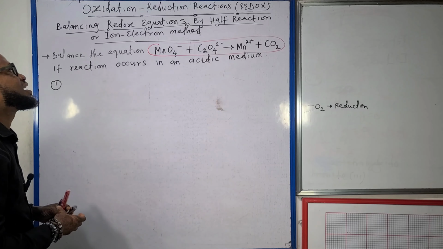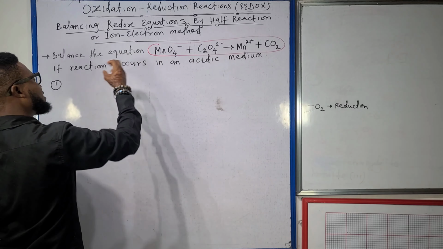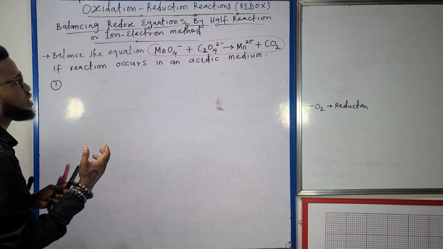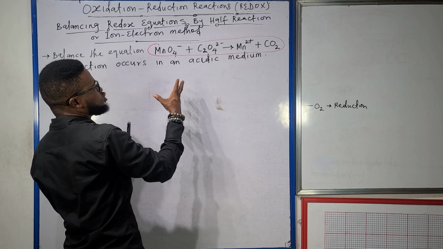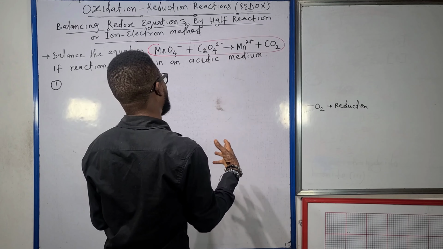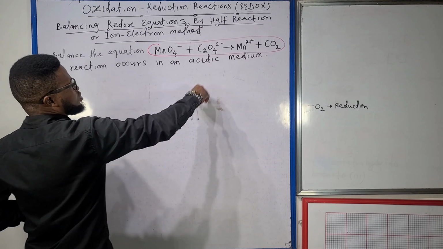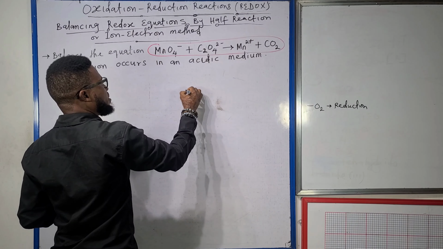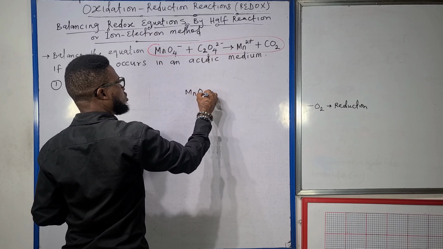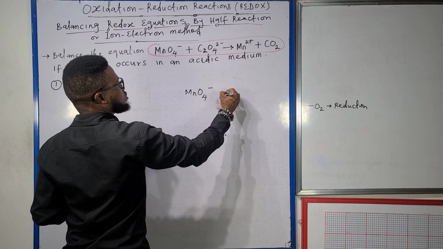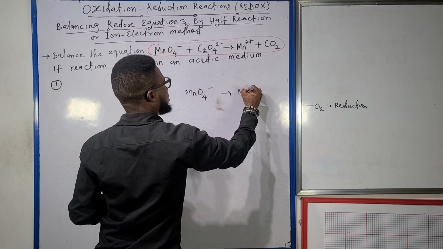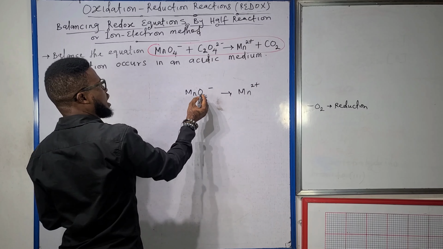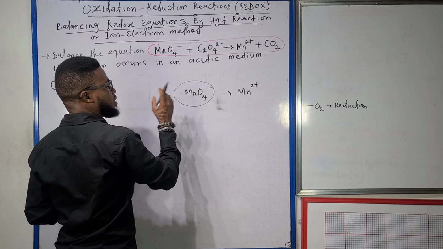So you see that when you talk about balancing equations using the ion-electron method, it's not going to be about oxygen. Rather, it's more than that. You have Mn2 plus here. Now I could go here for MnO4 minus to give me Mn2 plus. What I have to do here is try and look for the oxidation number of manganese here.